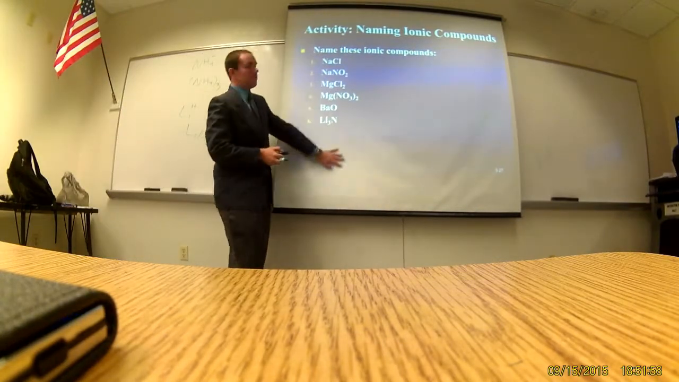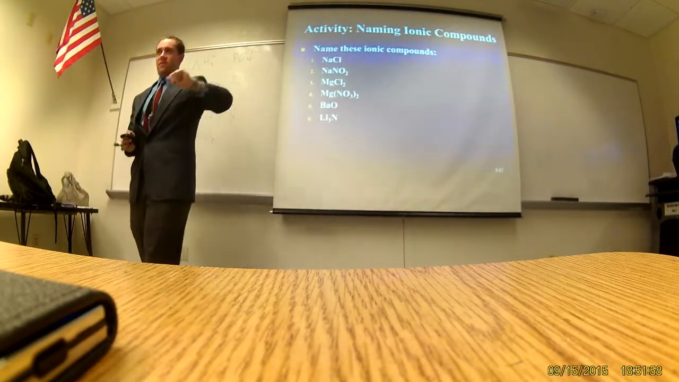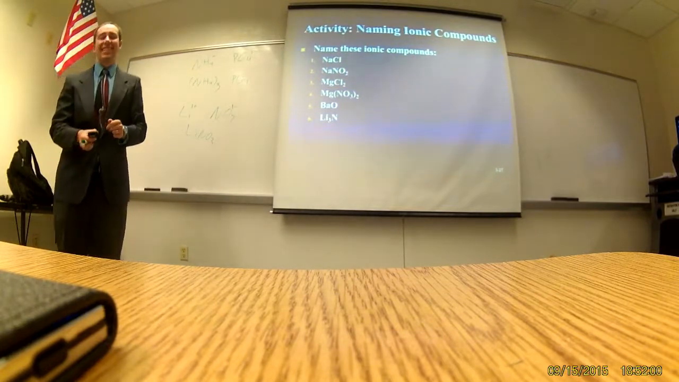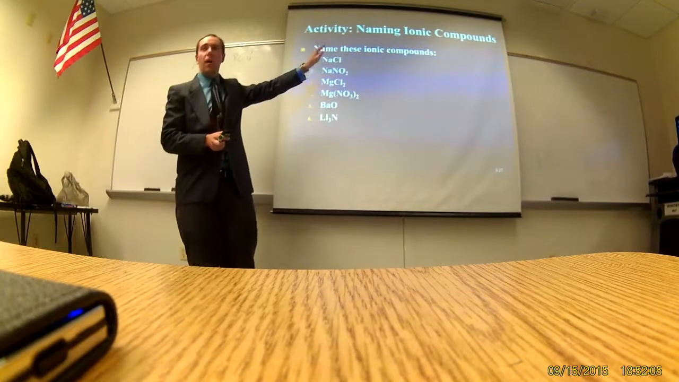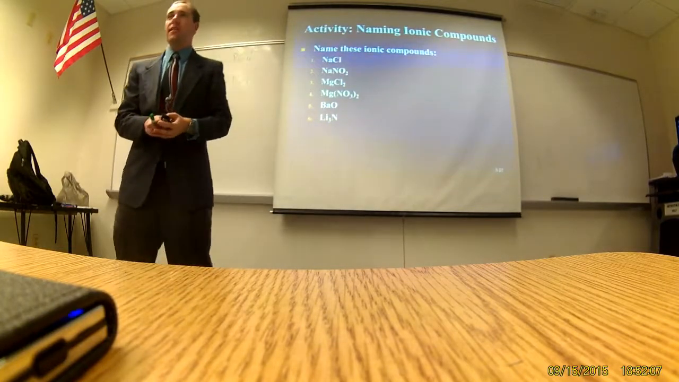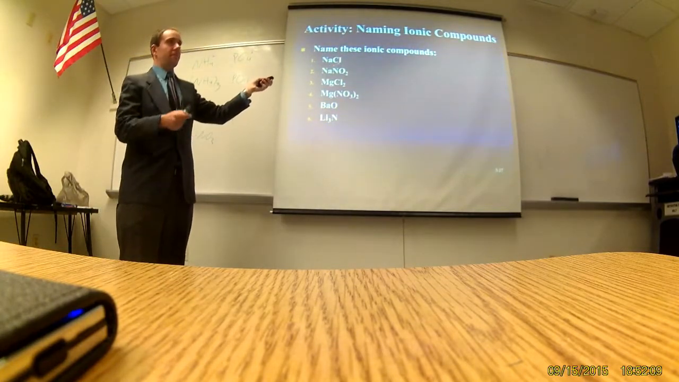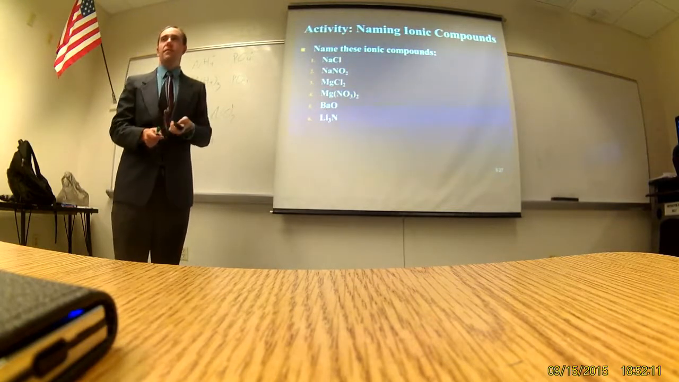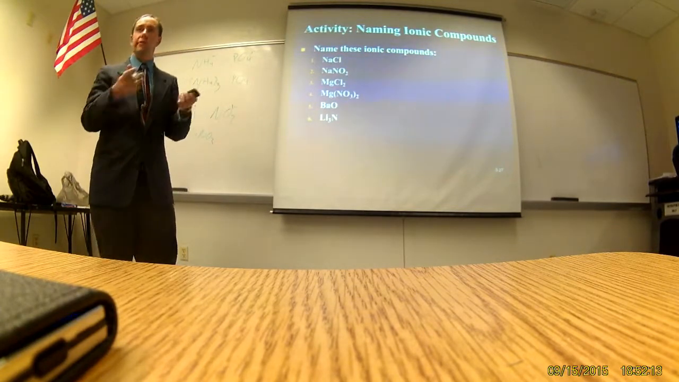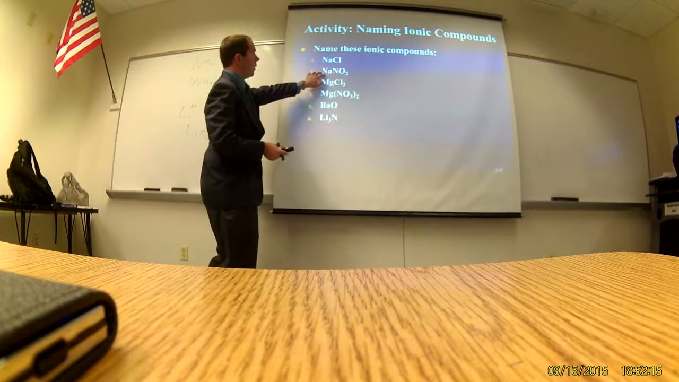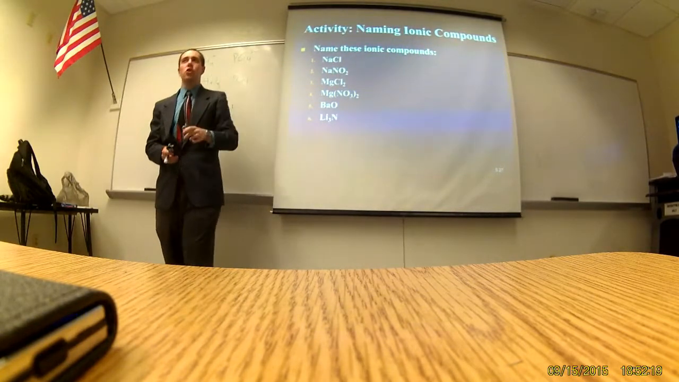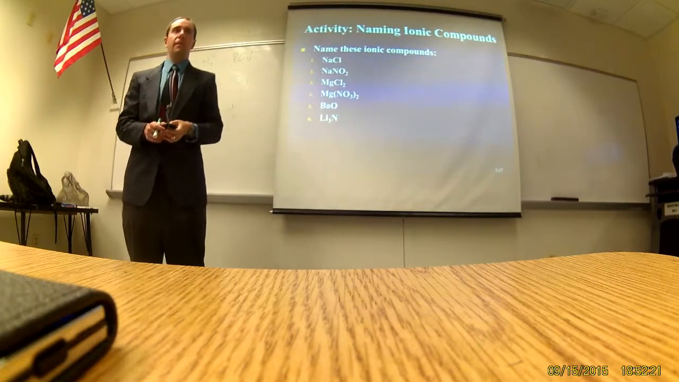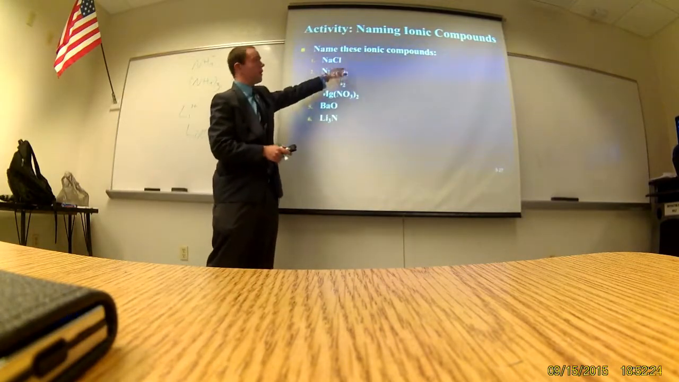So here's some names. What's the name of the first one? You all know that it's sodium chloride, but now you know why it's called sodium chloride. It's sodium and chloride. The chlorine ion is chloride, so it's sodium chloride. What is this? Sodium nitrite. Nitrite is the NO2, that's on your table.